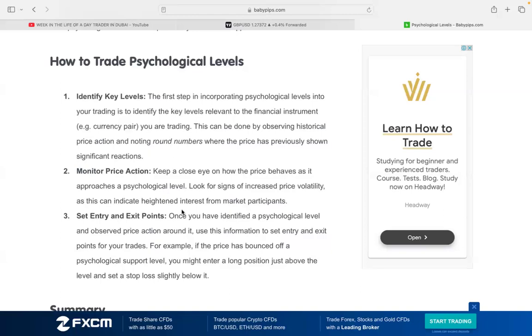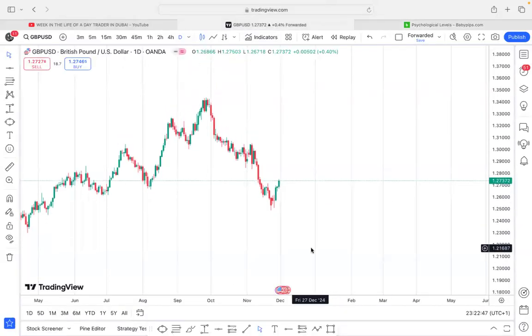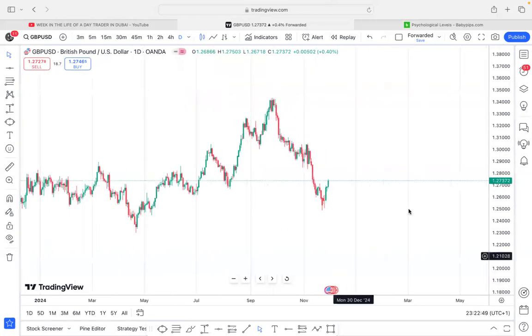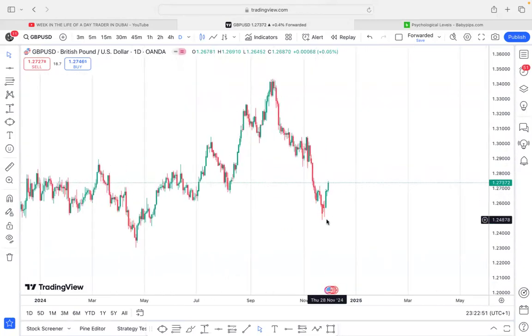So now it says, once you identify a psychological level and observe price action around it, use this information to set entry and exit points for your trade. For example, if price has bounced off a previous psychological support level, you might enter a long position. And in long, we know that the term long is used to buy in Forex. Do you understand?